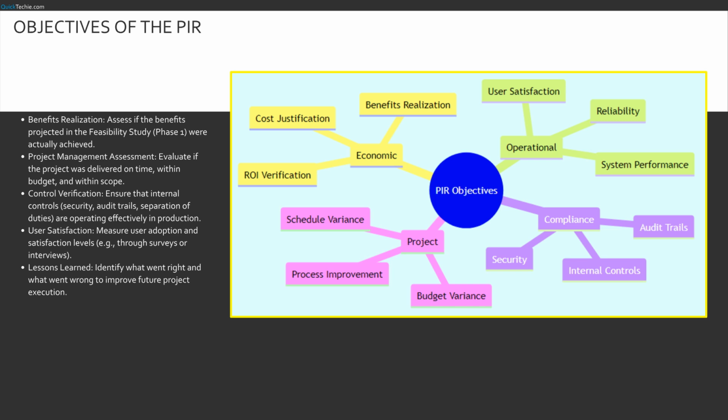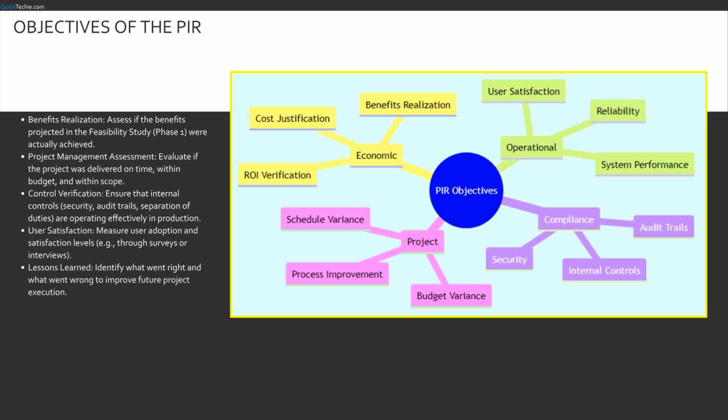Why do we perform a PIR? We have 5 distinct targets. First is benefits realization. If the business case claimed this system would save $1 million a year, we check the bank account. Did it? Second is project management assessment. We look at the budget and schedule. If we were late or over budget, we need to know why to prevent recurrence.